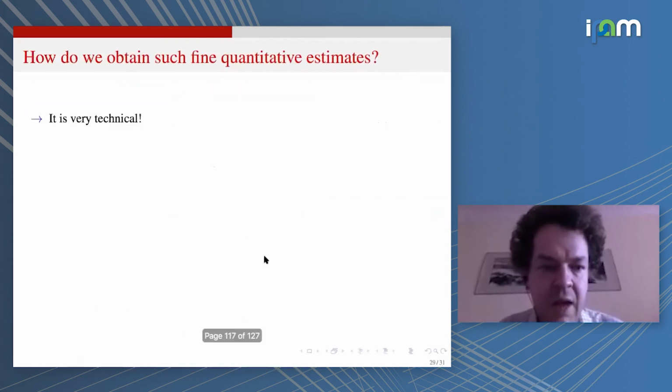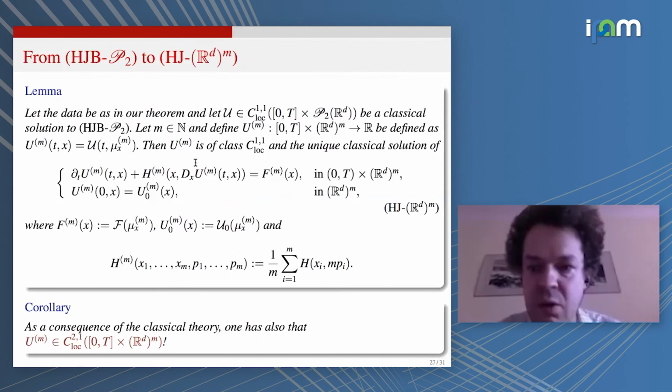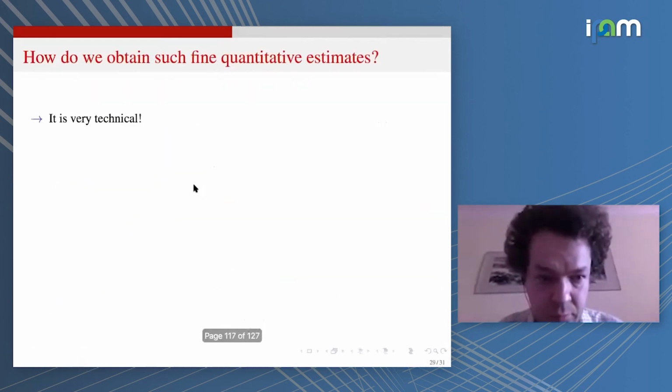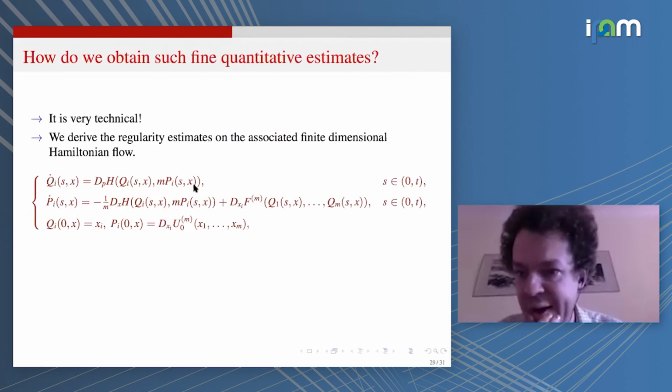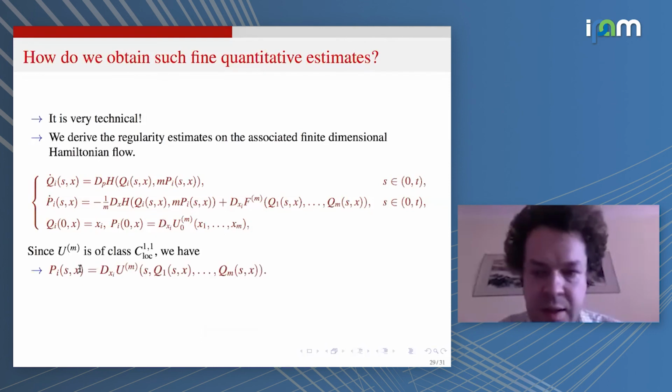Then we will have, so how to obtain this? So the idea is that we would like to obtain this kind of regularity estimates on the solution of a Hamilton-Jacobi equation, which is like this, and then try to translate this to the Wasserstein regularity. And the proof is very technical. So how do we do it? We are working also with the Hamiltonian flow, and the Hamiltonian flow is having this form. And we have the observation that this momentum variable gives you the derivative of the value function along the optimal curve.